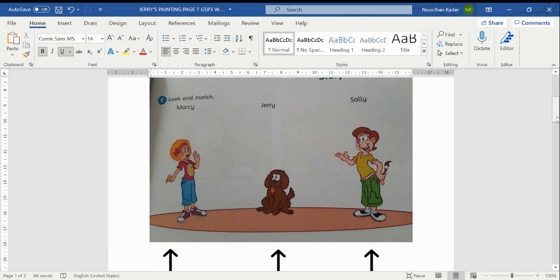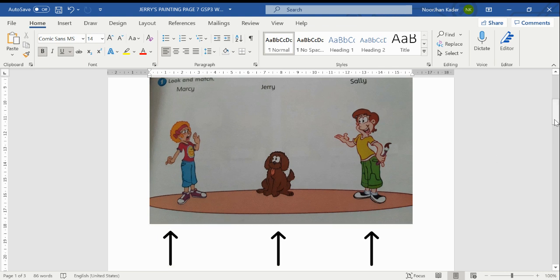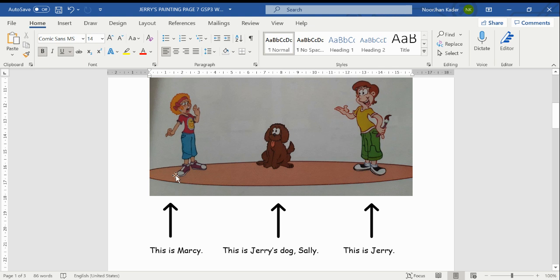So you can see I've already highlighted. There are three characters here: one, two, and three. These two are the main characters, and this is the supporting character. Let's look here. The arrow shows this girl. This is Marcy, and the arrow shows a dog, and this is Jerry's dog. And who is Jerry? Well, Jerry is this one.